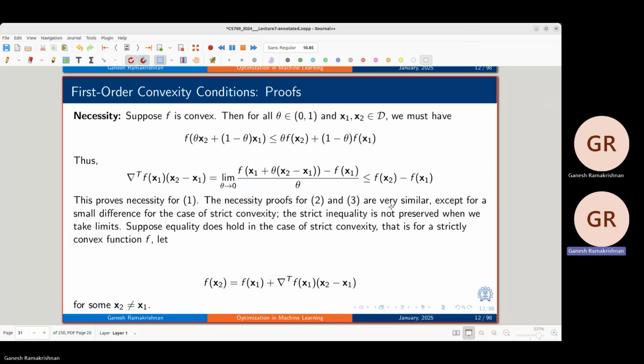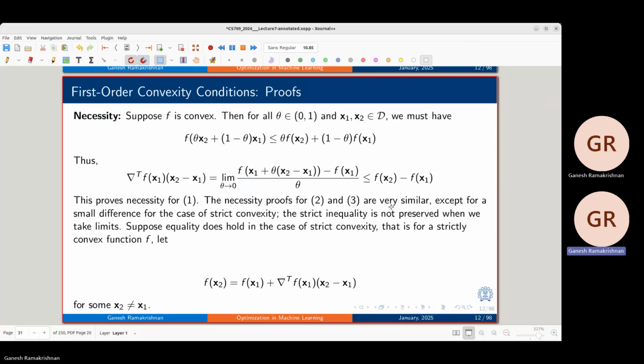So is this clear? This is the necessity of that first order condition. This necessity emerges from the fact that if you go back to the first principles definition of convexity, f of theta x1 plus 1 minus theta x2 should be less than or equal to theta times f of x1 plus 1 minus theta times f of x2. Then you take the limit property, and take the theta on the right hand side.